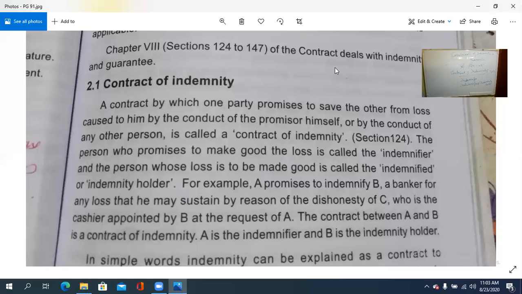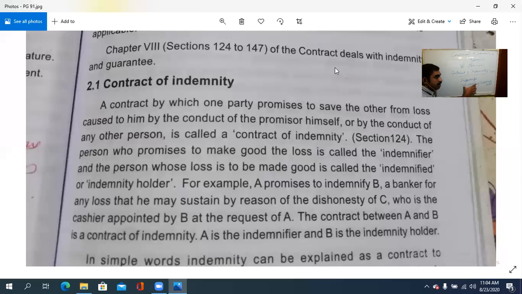C is the cashier appointed by B at the request of A. Due to the dishonesty of C, some loss is to be incurred by B. So in such a case, A promises to pay such an amount to B. So who are these? A is the indemnifier and B is the indemnified. So the contract between A and B is a contract of indemnity, and A is the indemnifier because A made good the loss to B, and the one to whom that loss is to be made good is B.